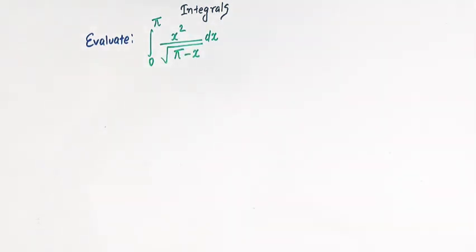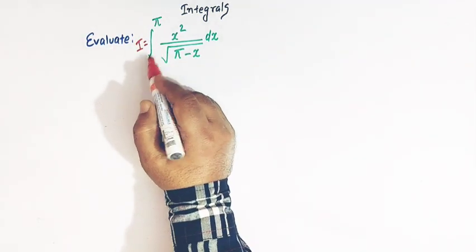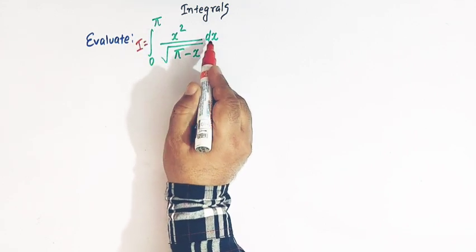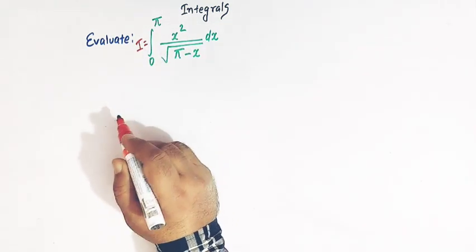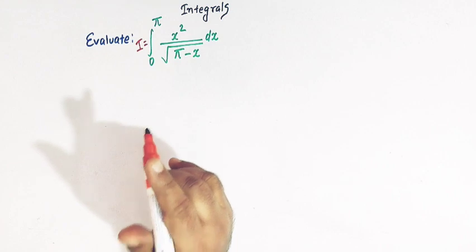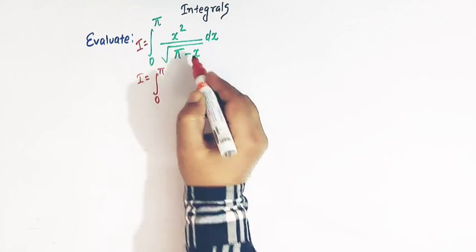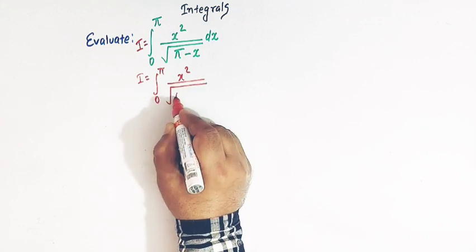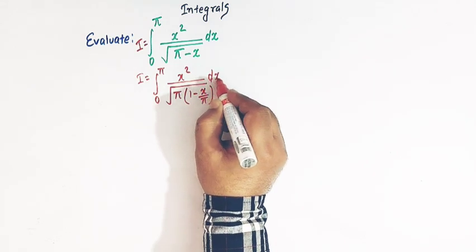So let us start. So let us call this integral as I, right? So here we have the integral 0 to pi x square divided by square root of pi minus x dx, right? So here what we will do, we'll first make use of the method of substitution, right? So what we will do, let us first take in the denominator, we'll take pi as common, right? So we have pi times 1 minus x over pi, right? So this is the first step.